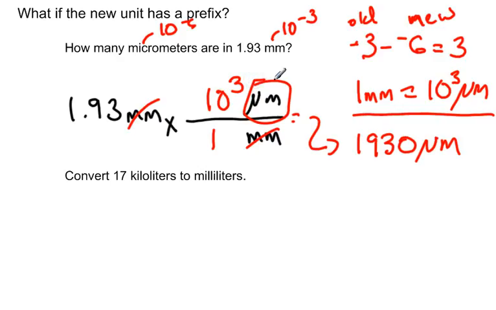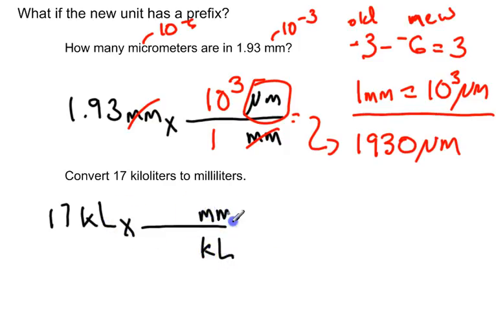Okay, moving right along. Here is 17 kiloliters, and we want to convert that to milliliters. Now, you'll notice here that the only thing that really matters is the prefixes. This could be kilo anything to milli anything, and it's still going to work. So let's do it. Set up the problem. 17 kiloliters, X line. Put kiloliters on the bottom, milliliters on the top.